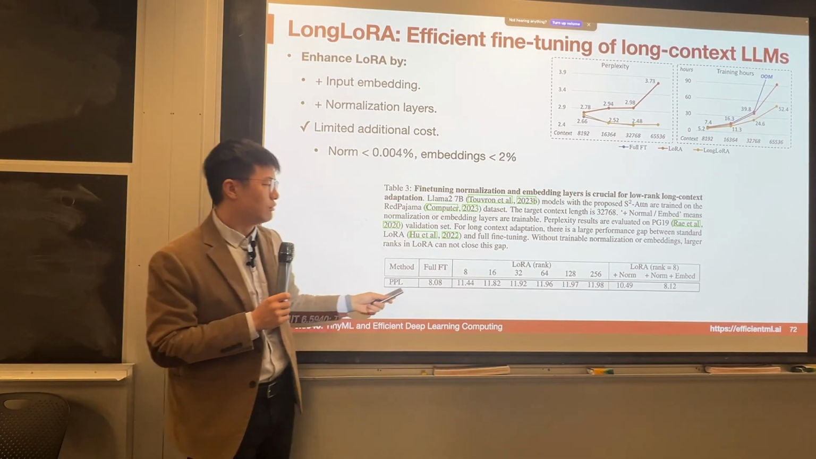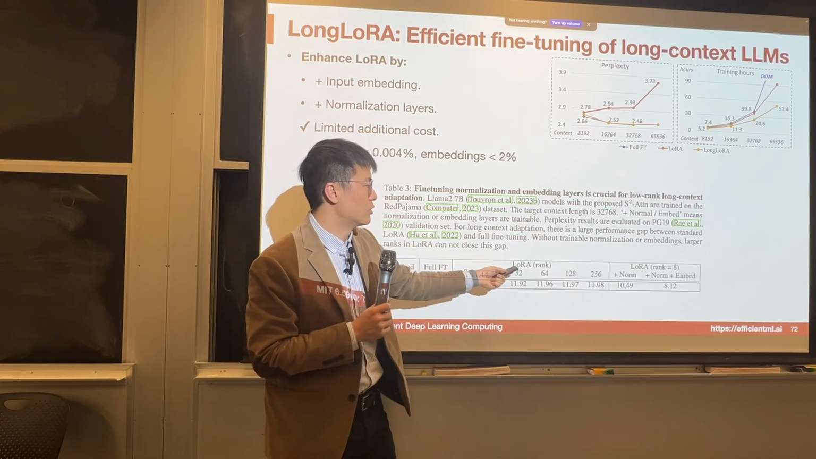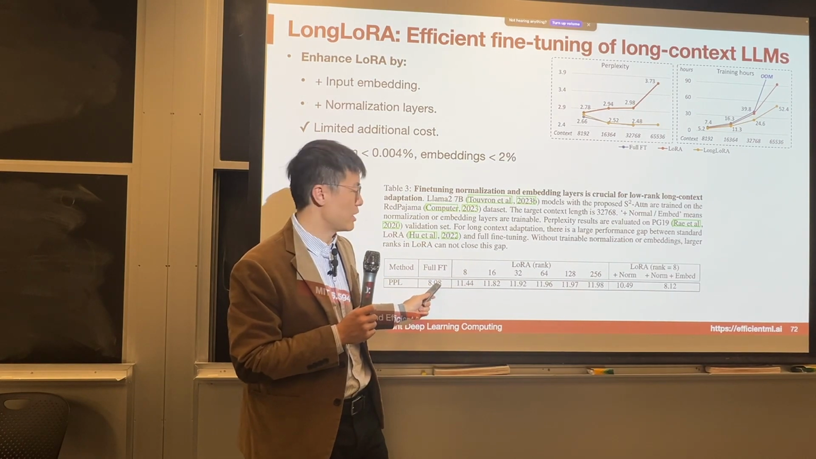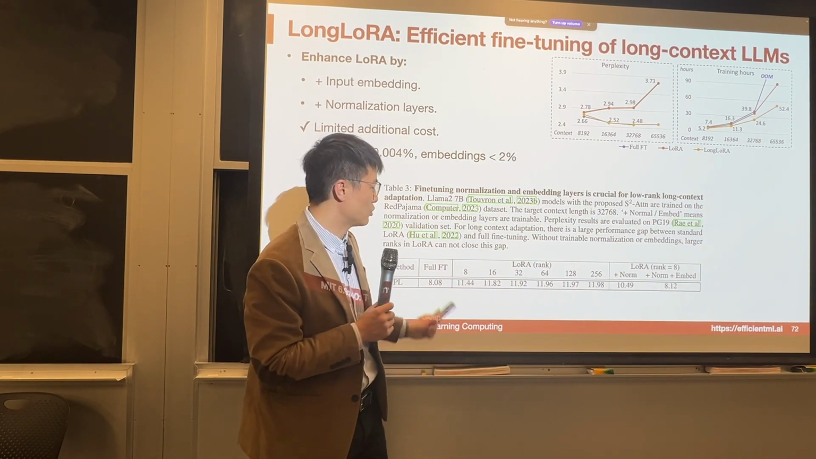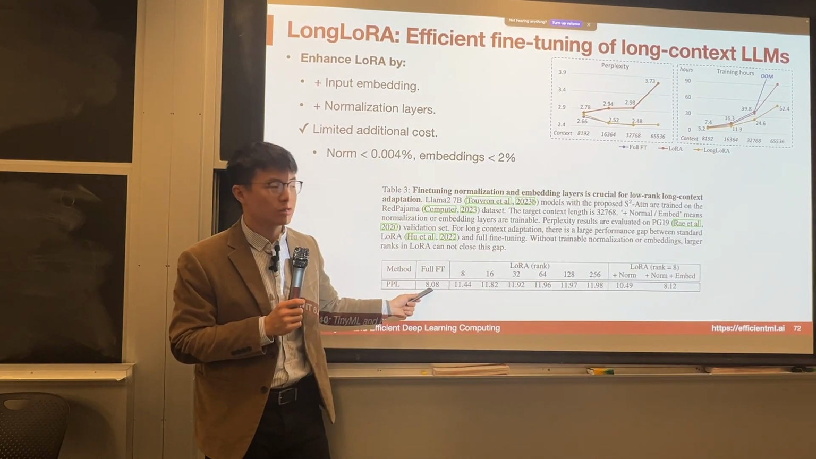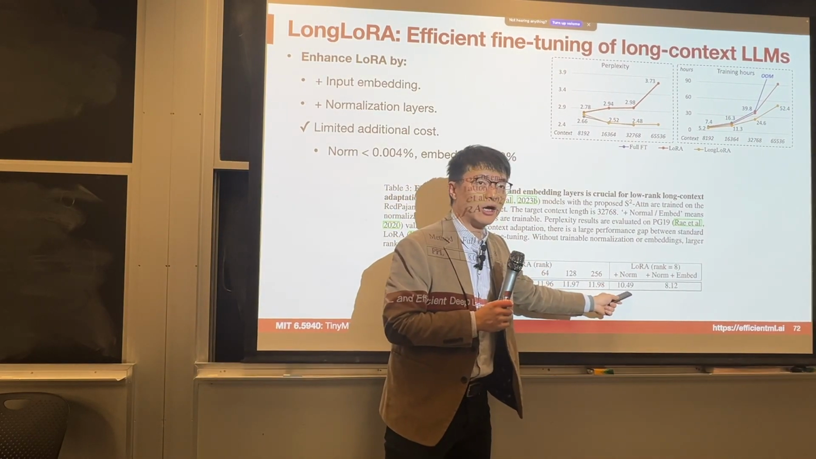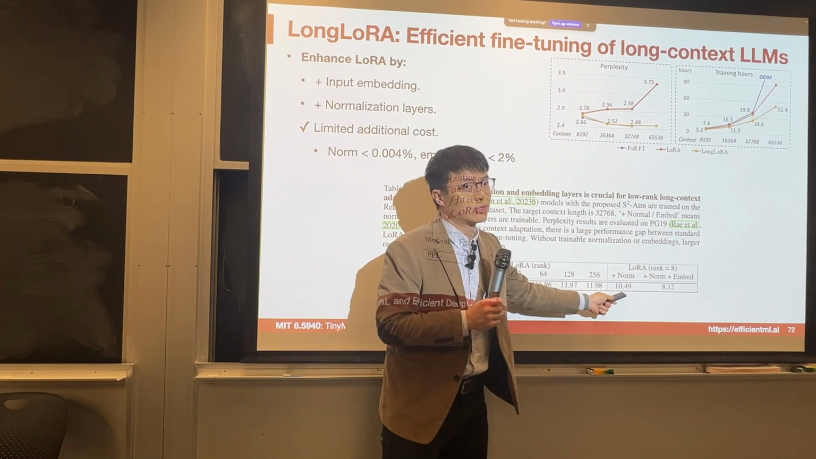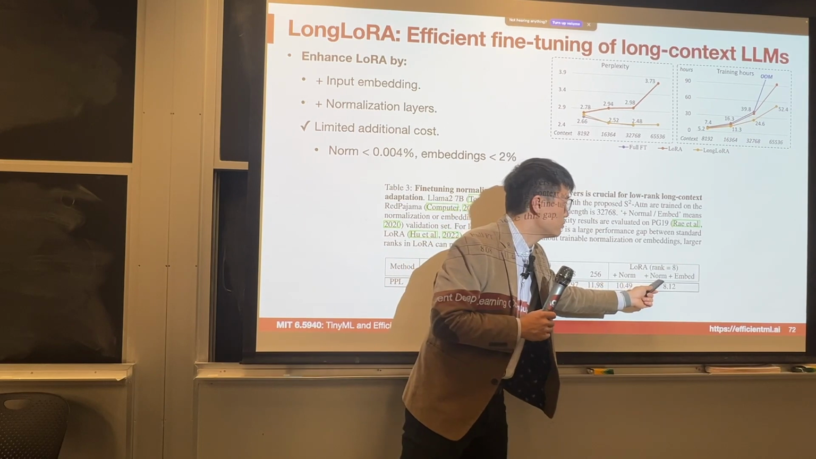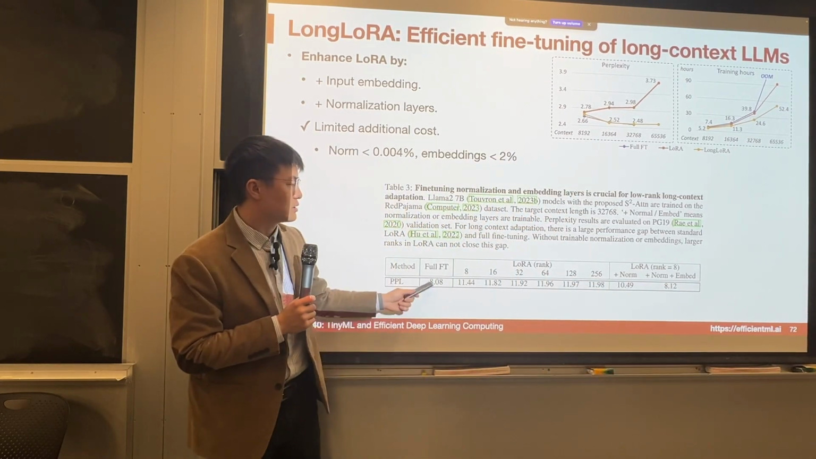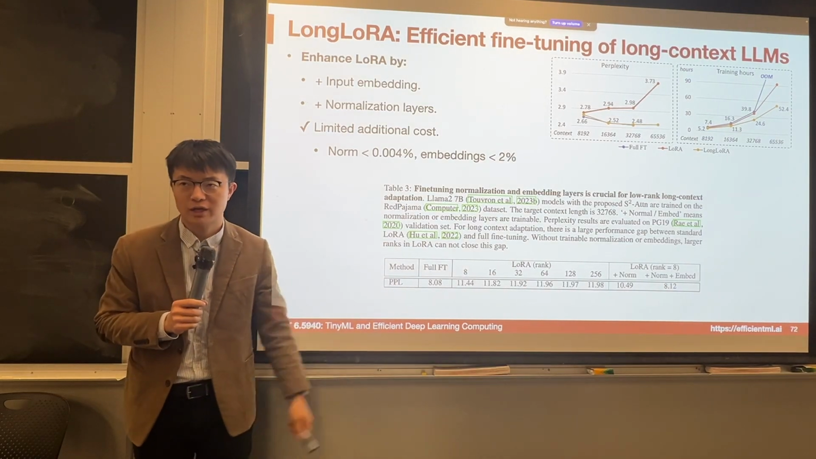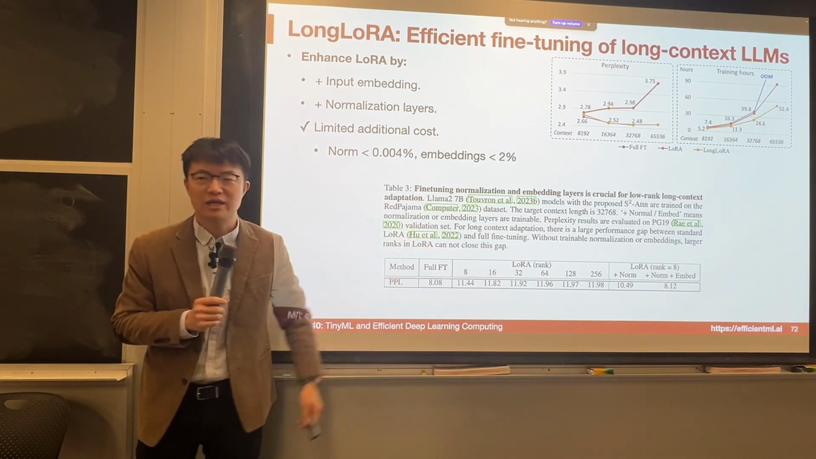And this is showing full fine-tuning and LoRA with different ranks. Actually, these are all worse compared with the full fine-tuning. And how do we make it match the accuracy of full fine-tuning? So that's the enhanced LoRA. If we only allow fine-tuning the normalization, it's not going to recover the perplexity. But fine-tuning both the normalization and embedding layers pretty much closes the perplexity gap compared with full fine-tuning. So naive LoRA doesn't quite work for long context, but this enhanced LoRA makes it work.